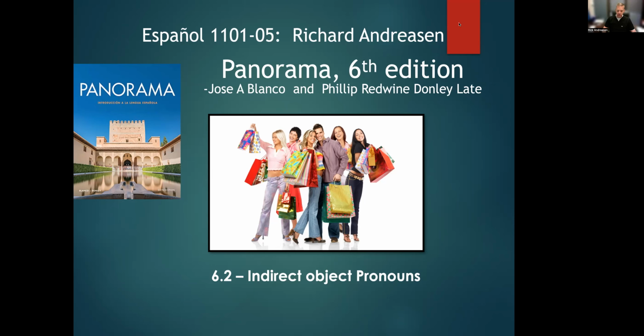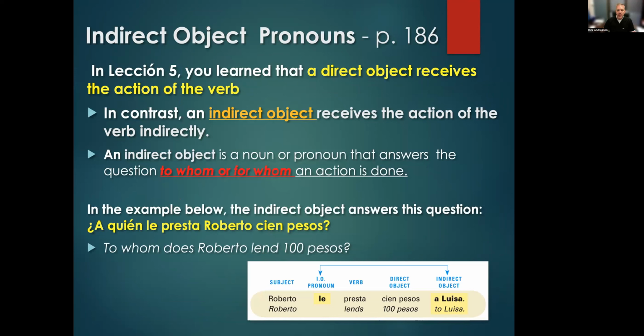Indirect object pronouns are going to follow a similar path, but the indirect object refers to the thing that receives the action of the verb. So the direct object was a thing that is being acted on, but now this is the person or thing that receives the action of the verb indirectly, answering the question to whom or for whom an action is done.